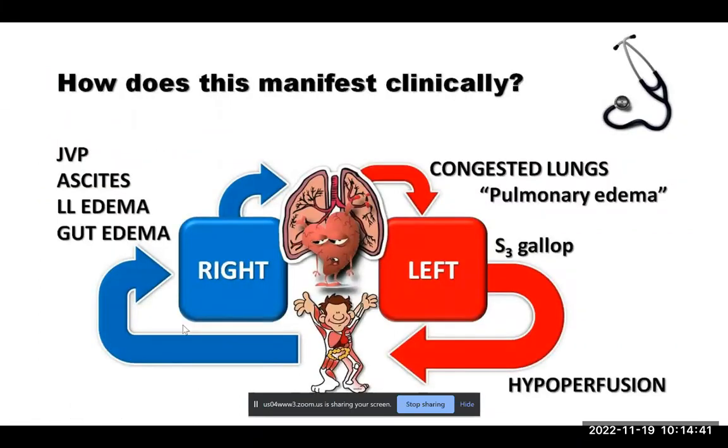So clinically, we tend to divide heart failure into left and right. Left-sided heart failure presents with congested lungs and an S3 gallop, and at the end, there will be hypoperfusion. With time, this hypoperfusion will result in right-sided heart failure in 90% of patients. So right-sided heart failure is caused mainly by left-sided heart failure, except for rare cases. This will manifest as increased JVP, ascites, lower limb edema, and gut edema.